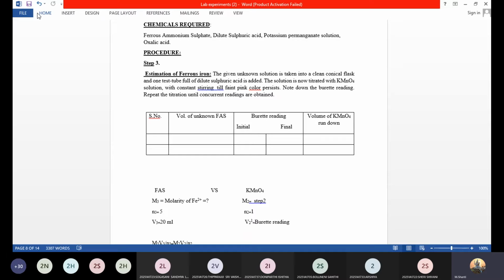In the estimation of hardness, I told you EBT is used as an indicator, but we didn't mention anything about an indicator in this experiment. What is the reason for that? Because KMnO4 itself acts as a self-indicator. That's why you don't require any external indicator here. Have you understood what I'm trying to tell you? Yes, ma'am.